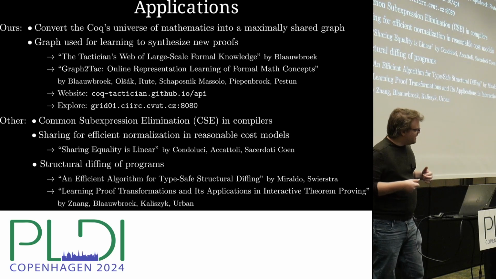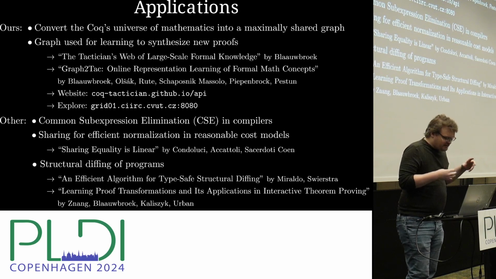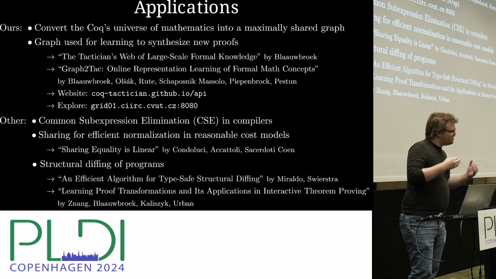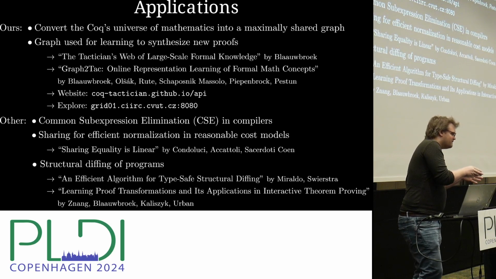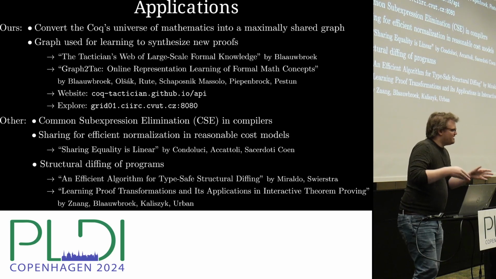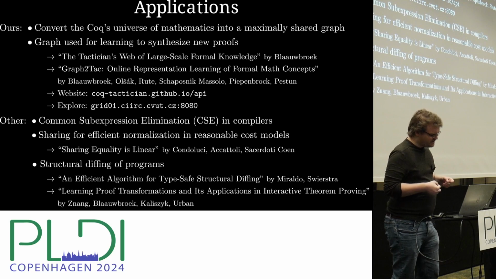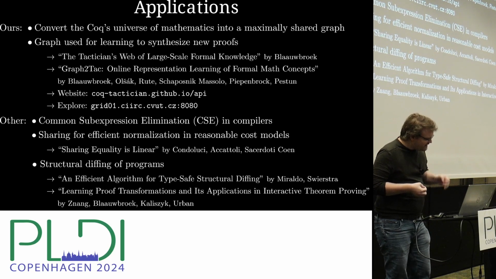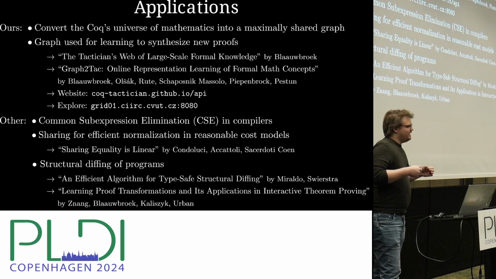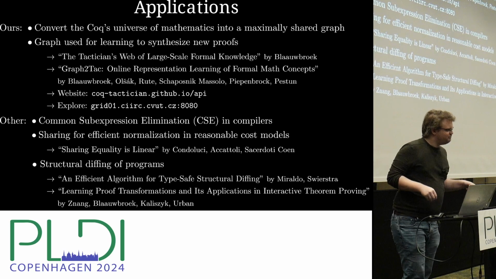You can think about sharing for efficient normalization in reasonable cost models that compare lambda calculus to Turing machines, where you want a beta reduction to correspond approximately to a single step. So that's relevant here. And there's a very good paper called Sharing Equality is Linear that you should really read if you find this talk interesting.